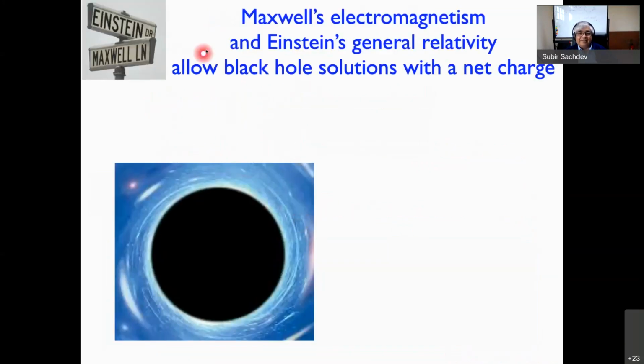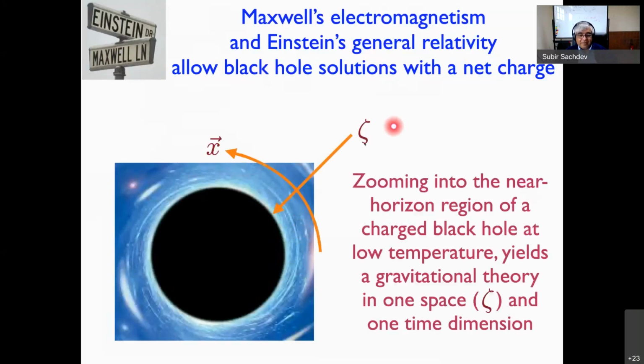So you take a black hole that has a net charge. You take the theory of Maxwell's electromagnetism and Einstein's theory of general relativity, and look at solutions of these two equations, the so-called Reissner-Nordström solutions, which have a net charge. And one feature of the Reissner-Nordström solution is that as you go near the horizon of the black hole, you can ignore these transverse directions x, and the theory just becomes a theory of one space, zeta, and time. So you have a theory of gravity in 2D.